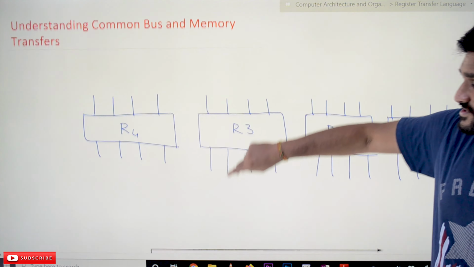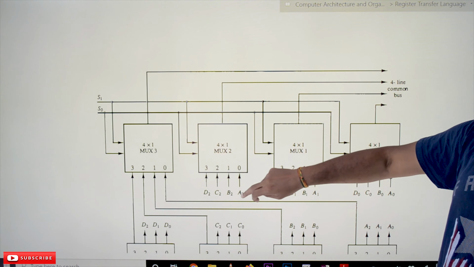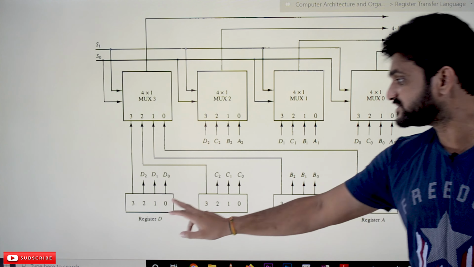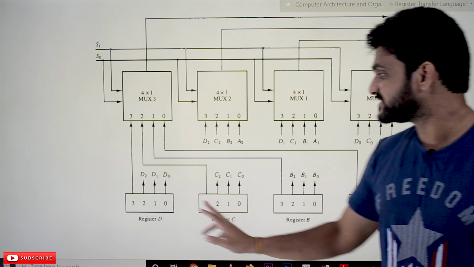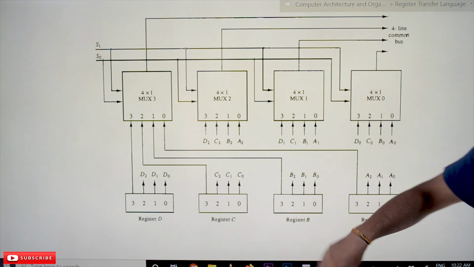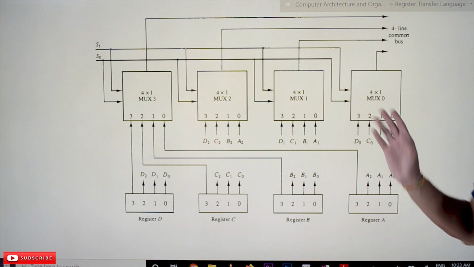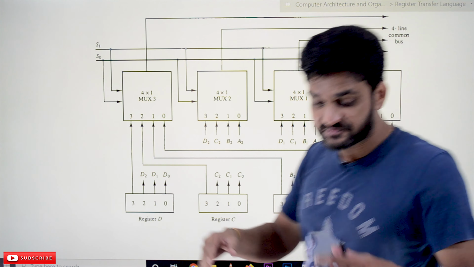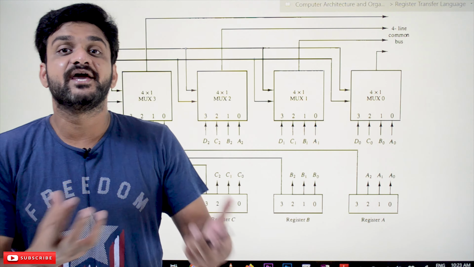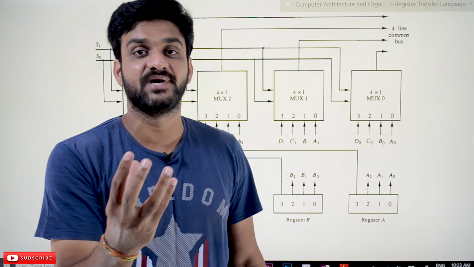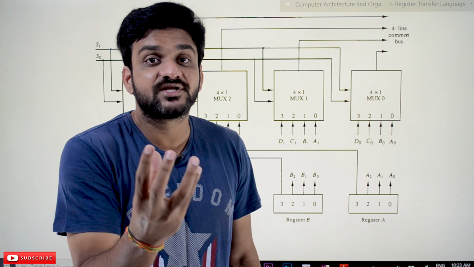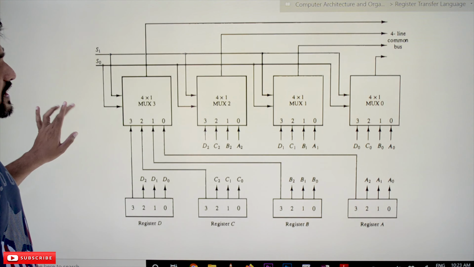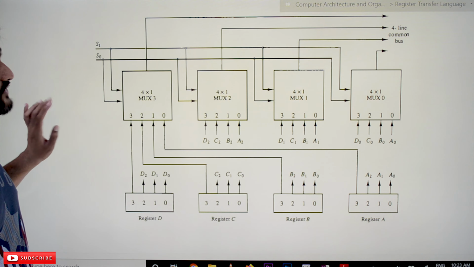Now coming to this common bus, this is the circuit diagram for the common bus. We have 4 registers, register A, B, C, D, and these 4 registers are to be interconnected, which means every register has to be interconnected with the other registers, so that the transfer between any 2 registers is possible. That is the use of this common bus. What this common bus is and how it will work, we will try to understand.